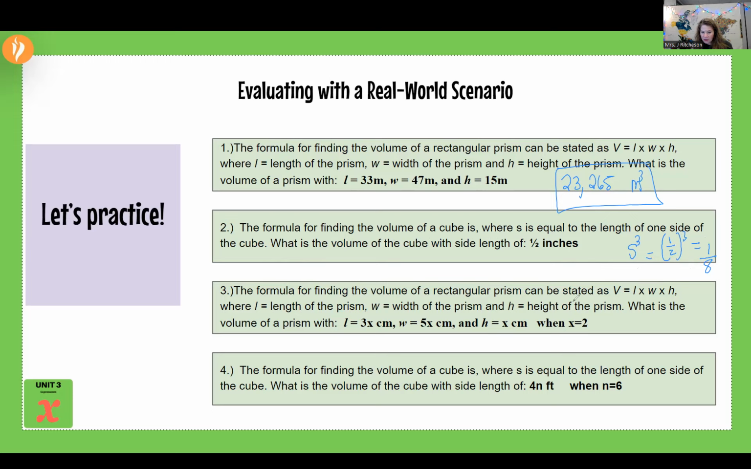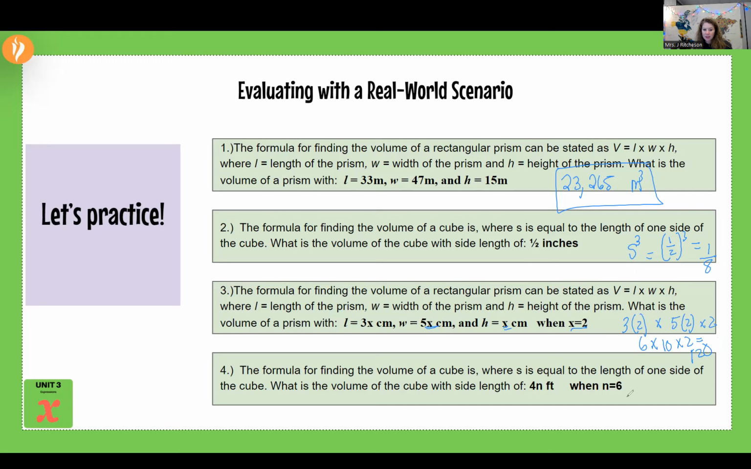All right, here's another rectangular prism. What is the volume of the prism if we have 3x? So they're telling me x is 2. And then we have 5 times, so we're multiplying length times width times height. So our width is 5 times 2, and our height is 2. So we're going to do 3 times 2 is 6 times 10 times 2. So I get 120 units cubed.